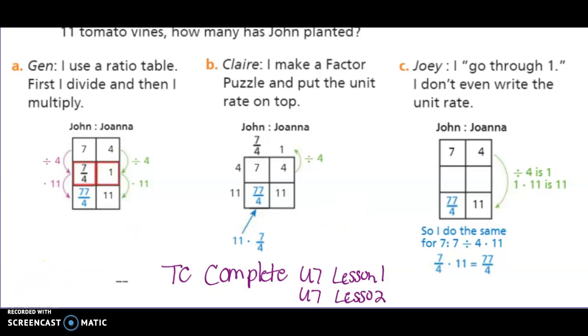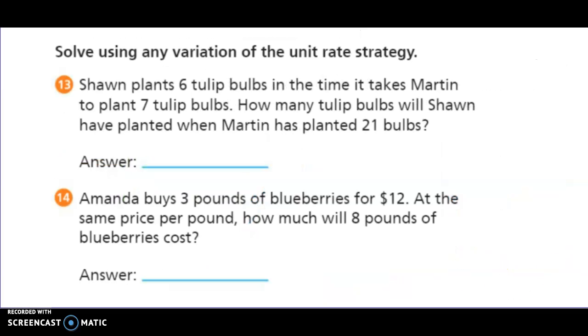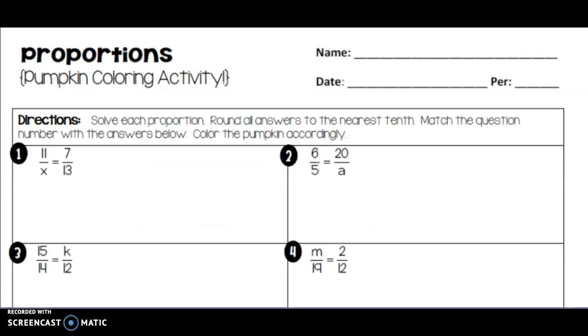Okay, for those of you in-person students, I'm going to give you a little practice break from your screen here, and hopefully the teacher hands out this coloring activity. The directions say solve each proportion, round all answers to the nearest tenth, match the question with the number with the answers below, color the pumpkin accordingly. This is what I'm going to let you do. Because of this, I want you to get coloring, so I'm going to let you use calculators.